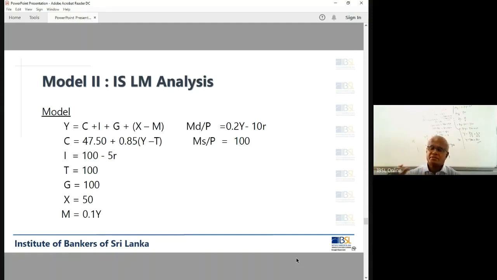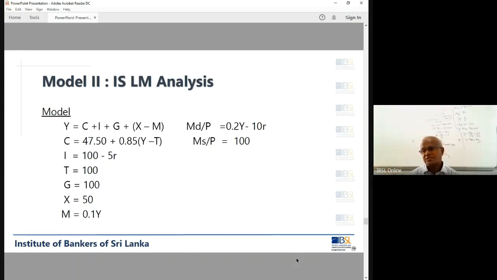Contraction monetary policy: money supply decreases. So the effects of these policies, the third and fourth questions, are like this. Now in the paper, you are getting 8 questions. Out of 8, you have to answer 5. Yes, 5 questions.